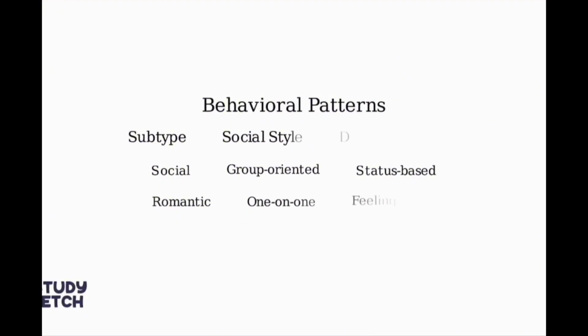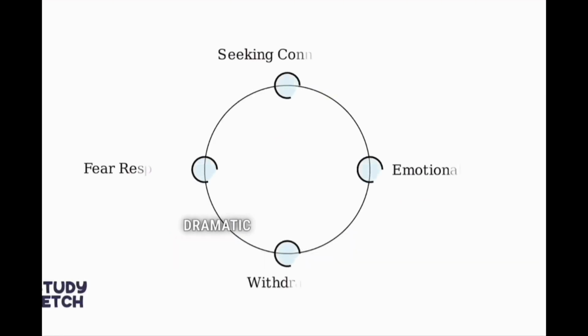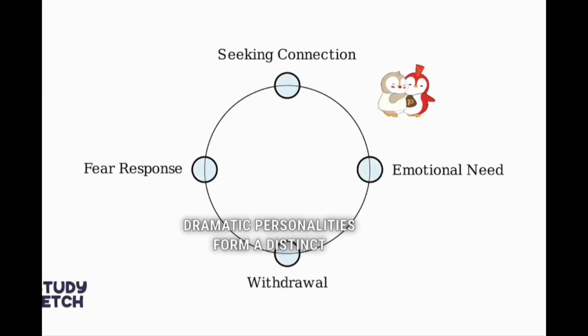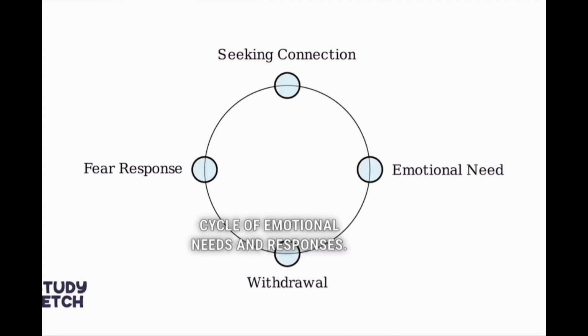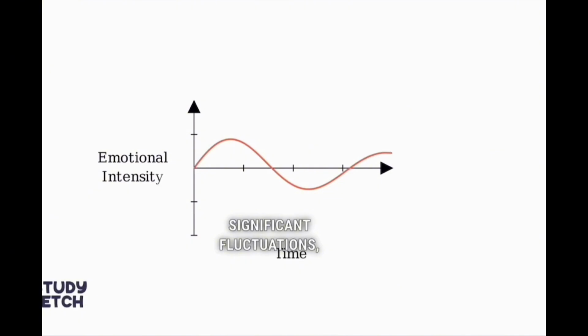Now, let's compare their behavioral patterns in social situations and decision-making. Each subtype's unique characteristics influence how they navigate relationships and make choices. The attachment patterns of charismatic dramatic personalities form a distinct cycle of emotional needs and responses. Their emotional regulation shows significant fluctuations, particularly in relationship contexts.